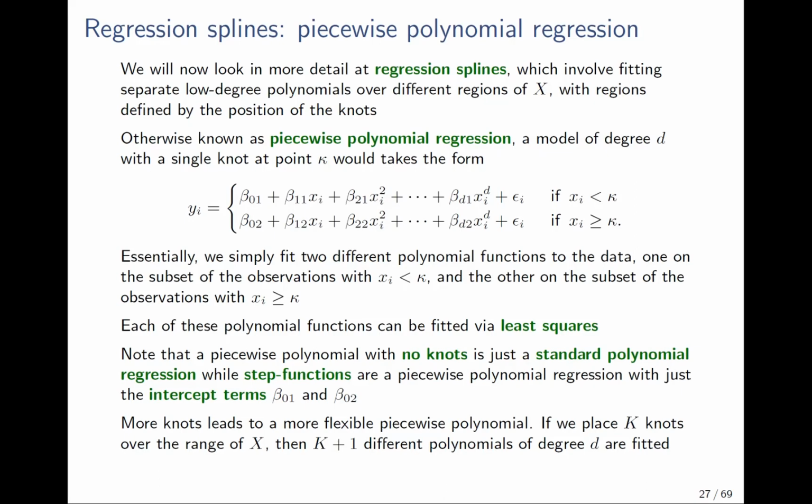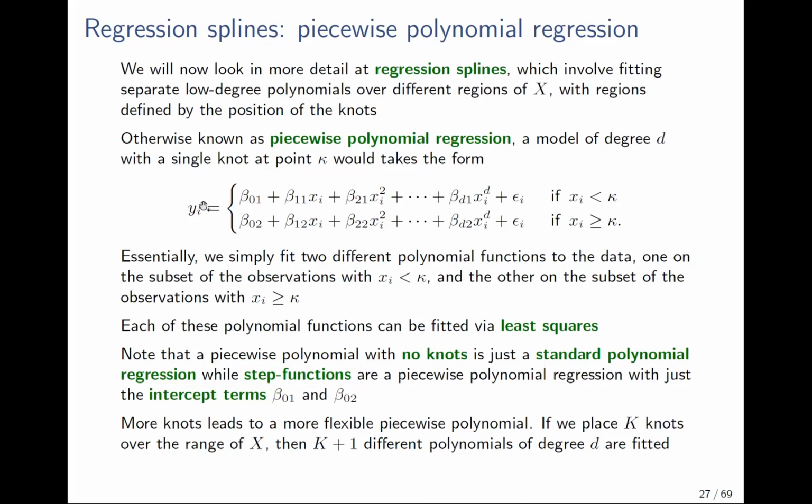Okay, in this part of the lecture, we're going to look in detail at regression splines, which involve fitting separate low-degree polynomials over different regions of X, but the regions are going to be defined by the positions of knots. Otherwise known as piecewise polynomial regression, that is what a spline is. A model of degree d with a single knot at point kappa would take this form here.